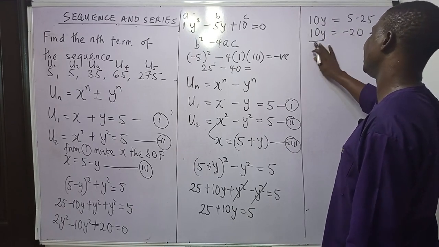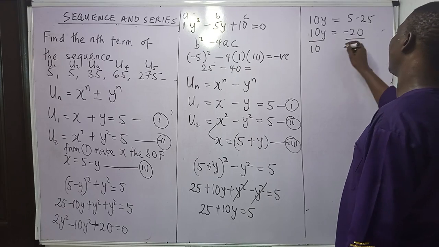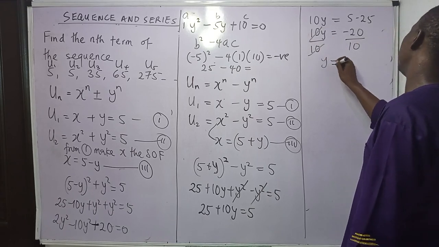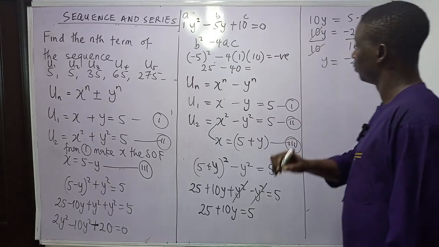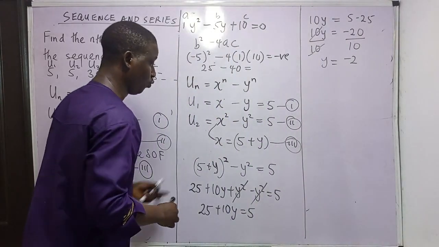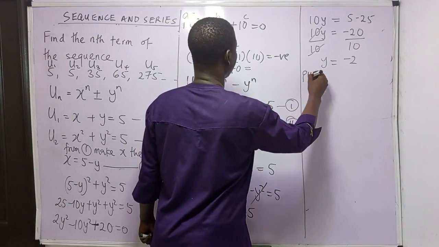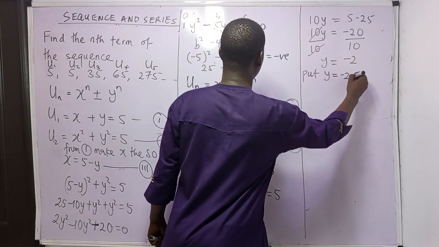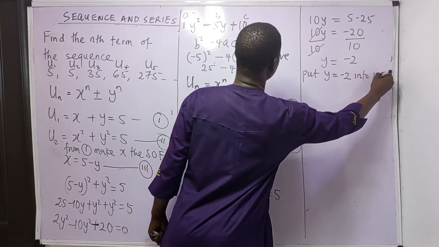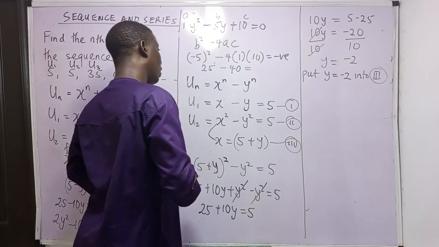Divide by 10 to let y be alone. So y equals minus 2. So if y is equal to minus 2, what do we have? Substitute into equation 3. Put y equal to minus 2 into equation 3.